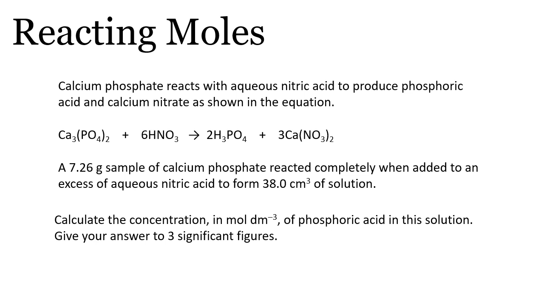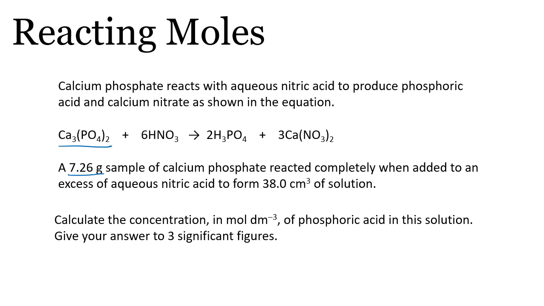So then we've got a 7.26 gram sample of calcium phosphate. That's our first bit of information. Let's annotate it. So let's underline that 7.26 grams. And it says it's of calcium phosphate, so let's underline the calcium phosphate in the same colour. Everything underlined in blue will be referring to calcium phosphate. So it reacts completely when added to excess nitric acid, which is the HNO3.